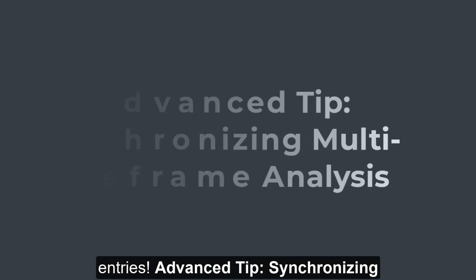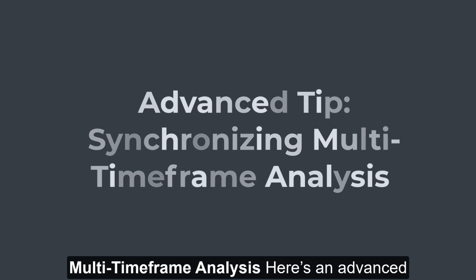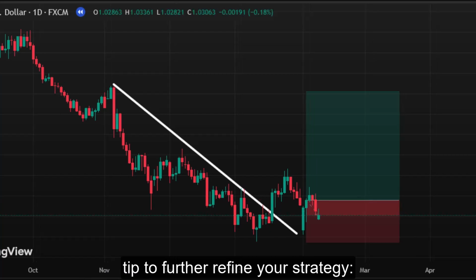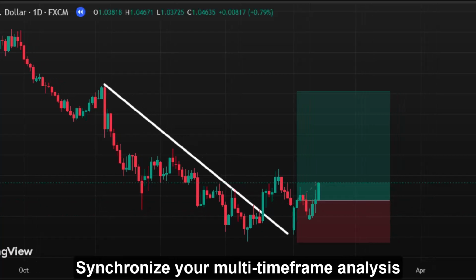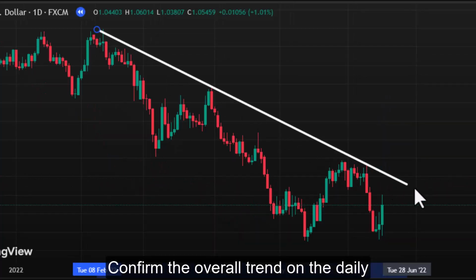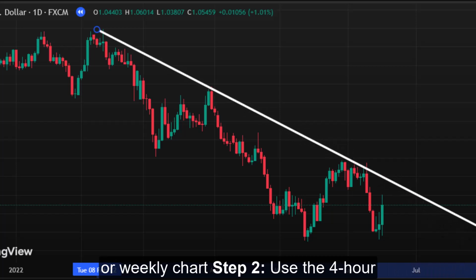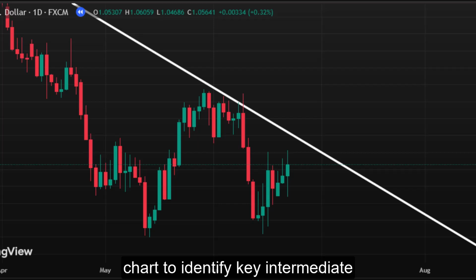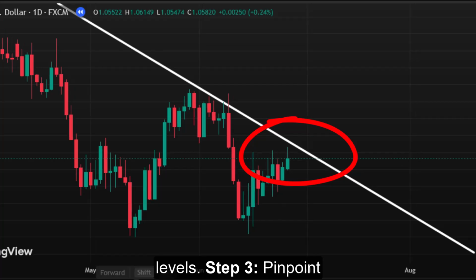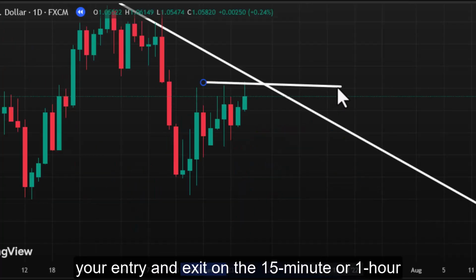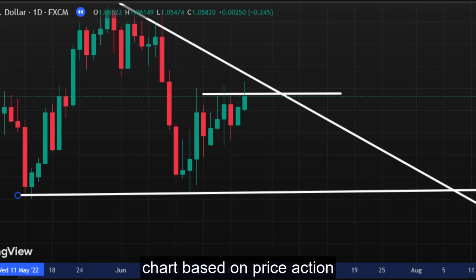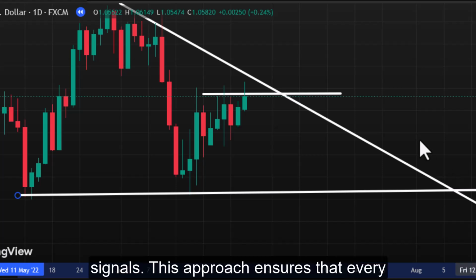5. Advanced tip: synchronizing multi-time frame analysis. Here is an advanced tip to further refine your strategy, synchronizing your multi-time frame analysis. Step 1. Confirm the overall trend on a daily or weekly chart. Step 2. Use the 4-hour chart to identify key intermediate levels. Step 3. Pinpoint your entry and exit on a 15-minute or 1-hour chart based on price action signals.